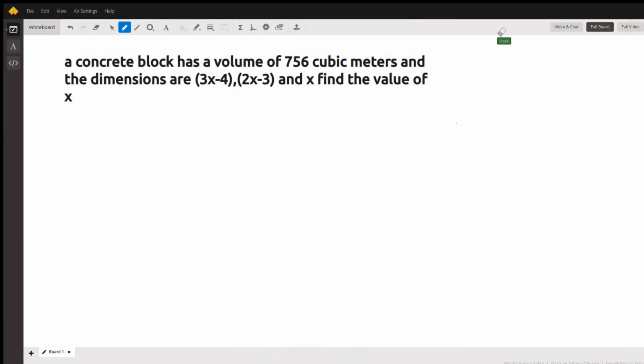So this is a concrete block, has a volume of 756 cubic meters, and the dimensions are 3x minus 4, 2x minus 3, and x. Find the value of x. Well, length times width times height equals the volume of a block, a rectangular box.